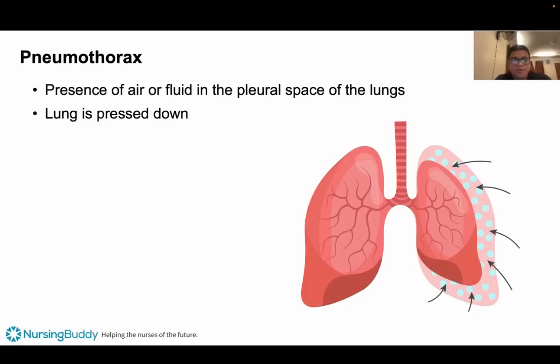Okay, so another condition, kapatid, is your pneumothorax. Pneumothorax is actually the presence of air or fluid in the pleural space of the lungs. Now this one is in the pleural space, not anymore in the alveoli. So we call this your pneumothorax. Here we can observe, just like what we had earlier in your CTT, if this is filled with fluids, your lungs will be pressed down. It will be pressed down because there's too much pressure here, causing your lung collapse. So we call it atelectasis.